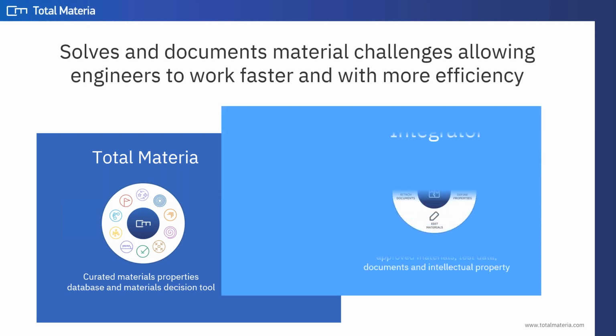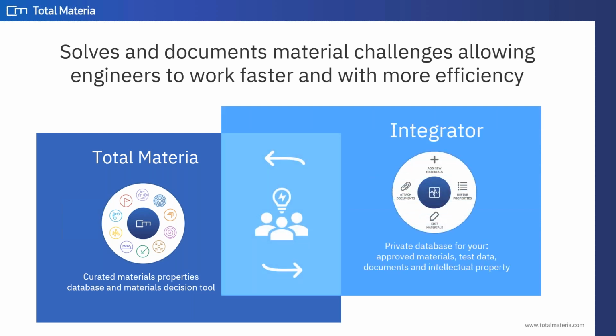So just a little bit about our second solution called Integrator. That's a private materials database for your approved materials, different testing data, documentation, and intellectual property. What's great about Integrator is you get the best of both worlds. You get external material information from Total Materia, and you have different capabilities to add your own material information to Integrator. You could integrate different software and export things a lot quicker in bulk export. I just wanted to give you a quick lowdown on Integrator, but we're going to continue this presentation with Total Materia. If you're interested in Integrator, you'll probably be bored for the rest of the presentation, so I suggest you send me an email and we will go through a demo for Integrator specifically. But now we're going to continue on with Total Materia.